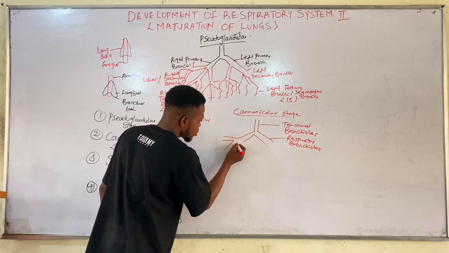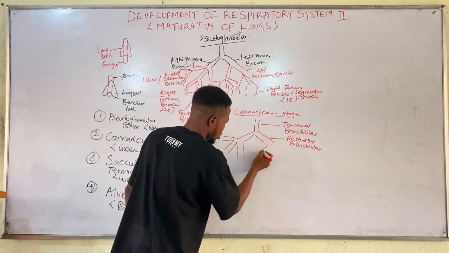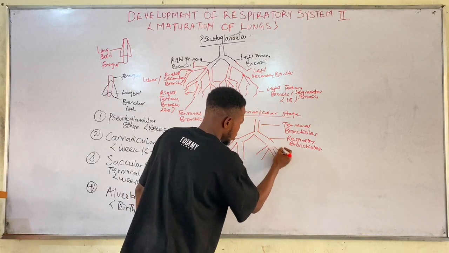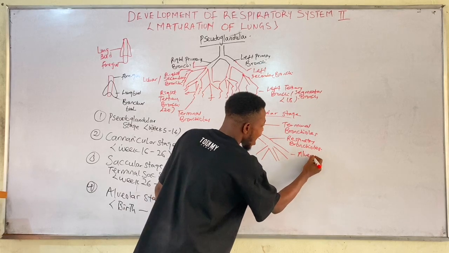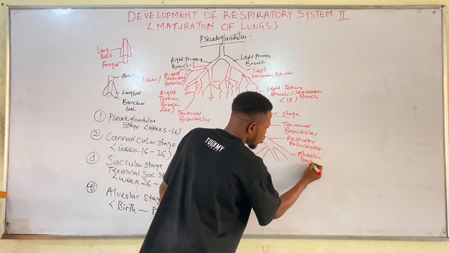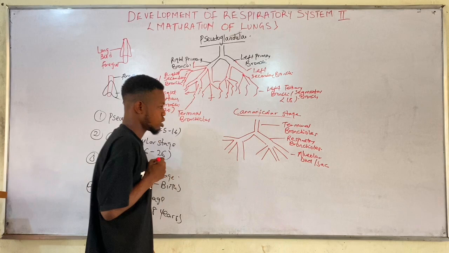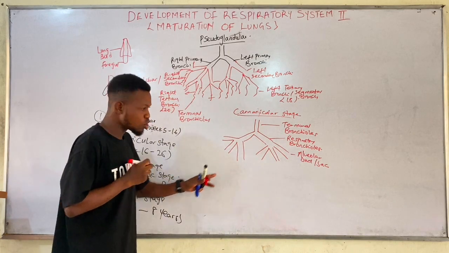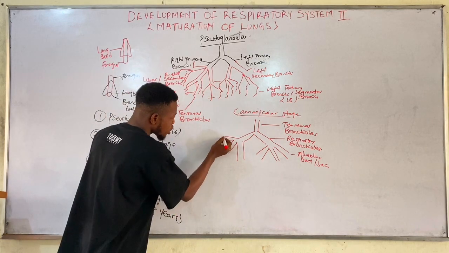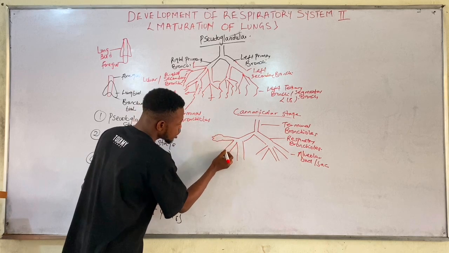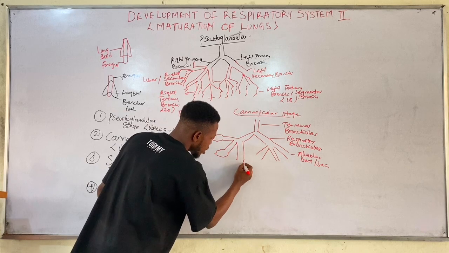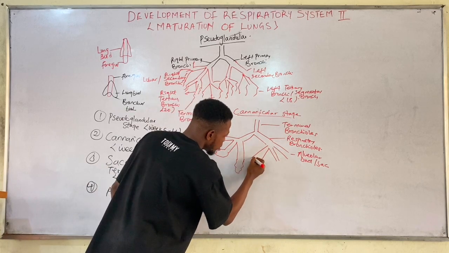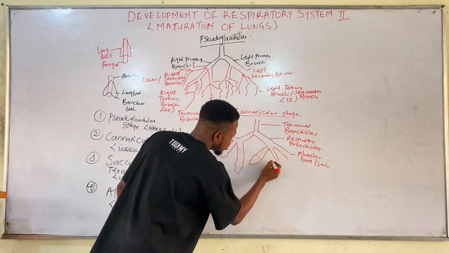Then from the respiratory bronchioles, another structure buds off, which is like this. This structure that buds off is what we call the what? Alveolar duct or sac. Yes. Then later on, we now have the formation of what we call our primitive alveoli. These are primitive alveoli.